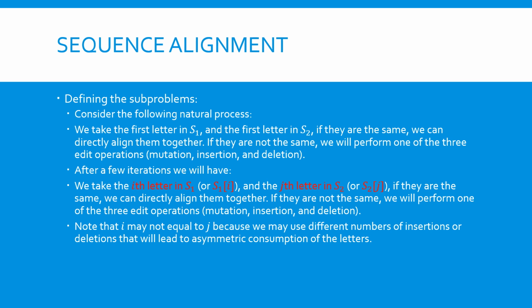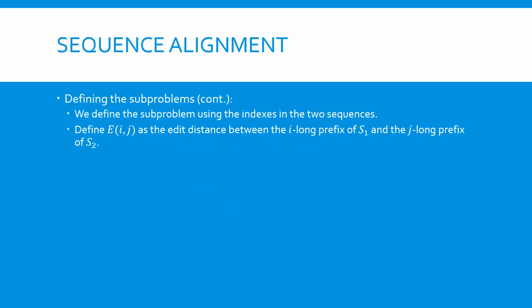Note that i and j may not be equal, as we may take different numbers of insertions and deletions, and consume different numbers of letters from the two sequences. For simplicity, we denote the ith letter in S1 as S1i and the jth letter in S2 as S2j. In this case, the decision we make depends on the parameters i and j, which will help define our subproblems. Specifically, define E(i,j) as the edit distance between the i-long prefix of S1 and the j-long prefix of S2.